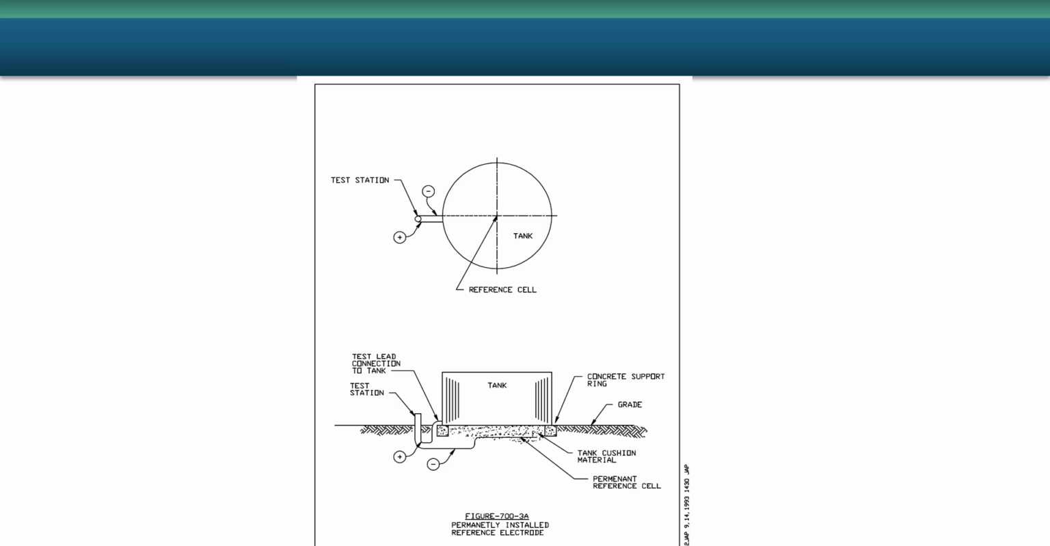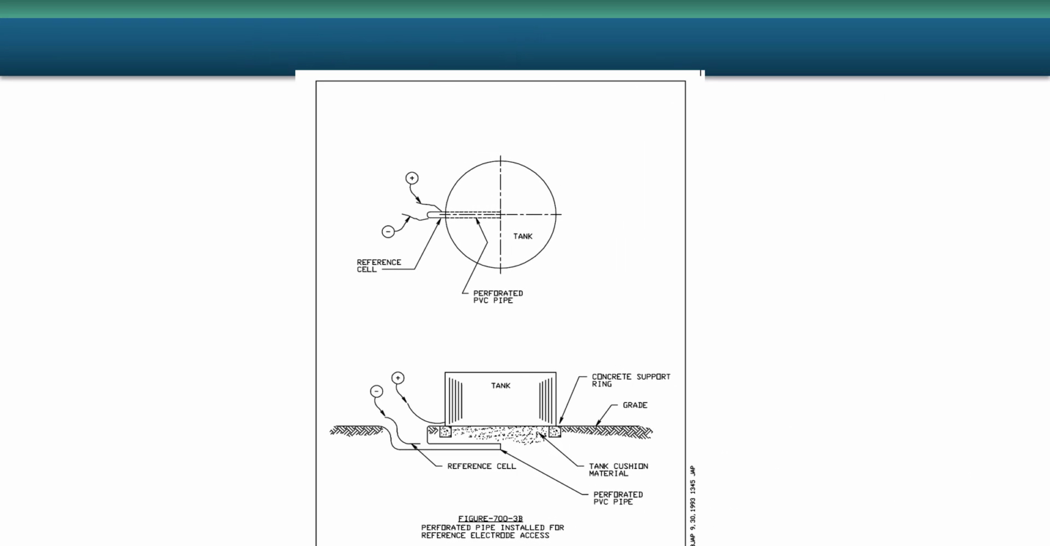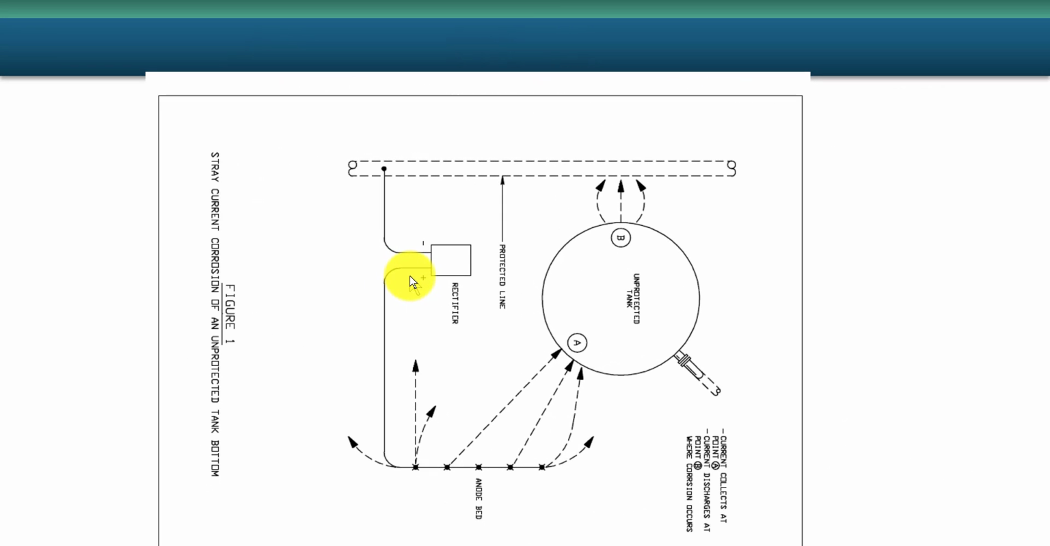This is just a sampling of the way some cathodic protection is done. Here's a permanently installed reference electrode under the tank bottom. In this case, we have a perforated PVC pipe. The test electrode can be inserted into that pipe, and the perforations allow for the environment to contact the reference electrode. If you have nearby DOT pipelines, you want to watch out for stray current corrosion.